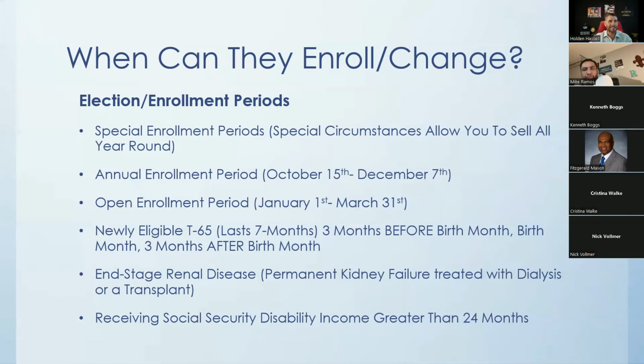Newly eligible, what we call T65. So that's 7 months. Let's say for me, I'm born in September. So 3 months before my birth month, then September, then 3 months after my birth month: October, November, December. So 3 before the birth month, 3 after.